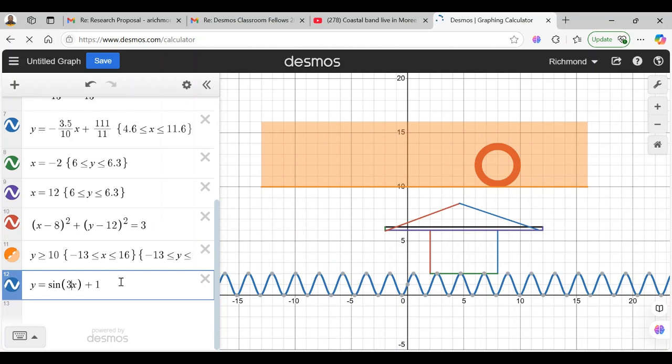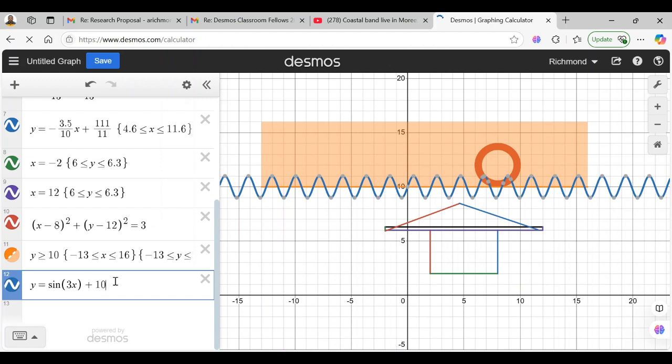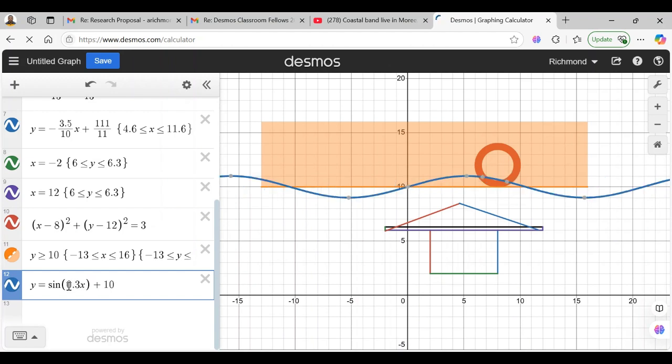But you can put it up. That's 10 up there. You can put this there, 3 up. It should be like a mountain. You can put some restriction there too. You can have a restriction from minus 13 less than or equal to x less than or equal to, let's say, 16 up there.